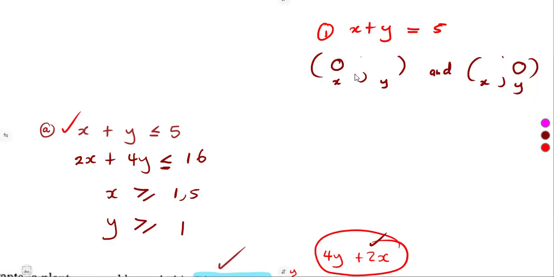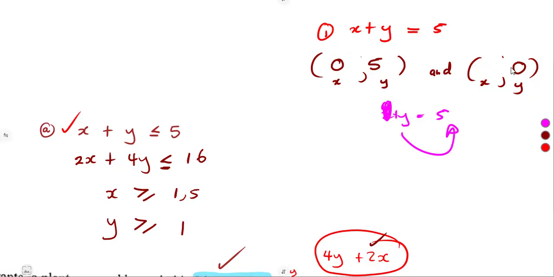So let us ask ourselves this condition. When X is equal to 0, what is the value of Y? Substitute into the equation X plus Y is equal to 5. But X, we know it is 0. So what is the value of Y? Y is equal to 5. Just like that. So that's a point, (0, 5).